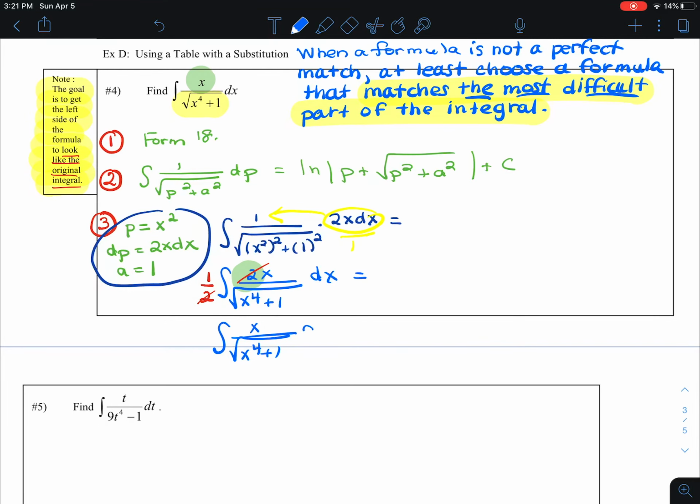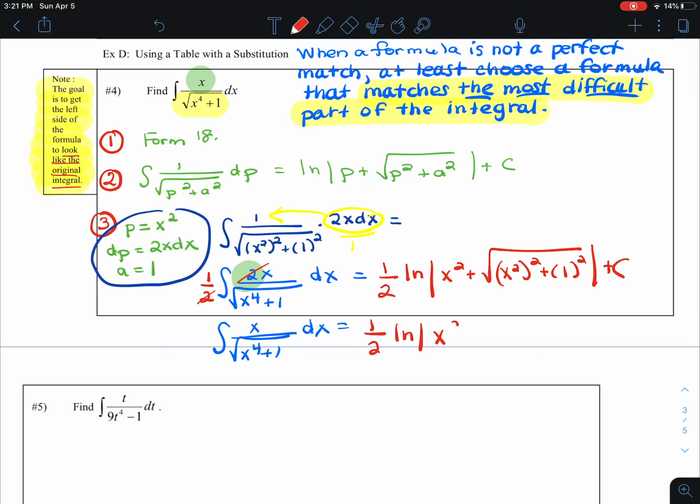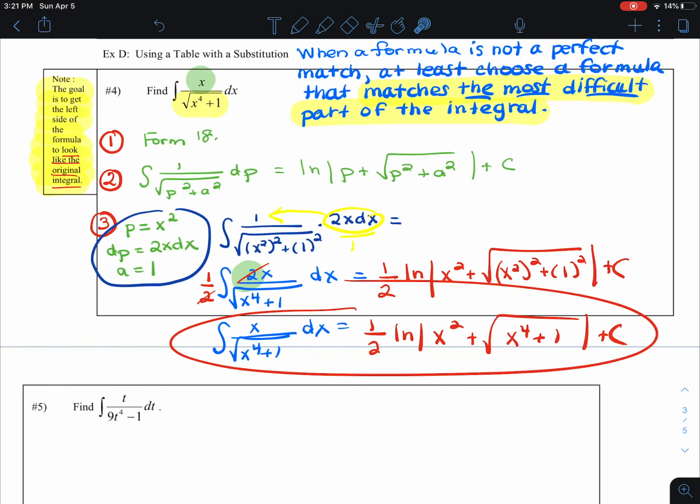Now, as soon as I put that 1/2 on the left side, I really should immediately do the same thing to the right side and put a 1/2 on the right side. And now I think I can come back to the right side of my formula and make my substitutions. Now, be careful. Remember, every p is getting replaced, not with an x, but with an x squared. And every a becomes a 1. And then you do have that 1/2 in front because we had to make that small adjustment by multiplying by a 1/2 right here to get that 2 to cancel.